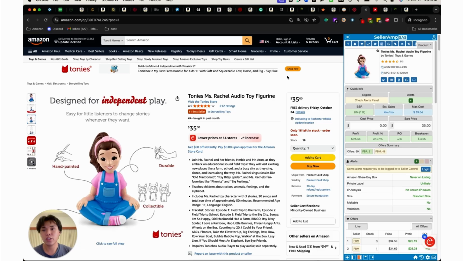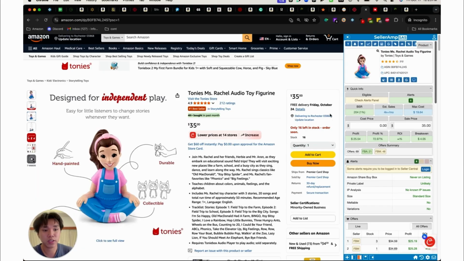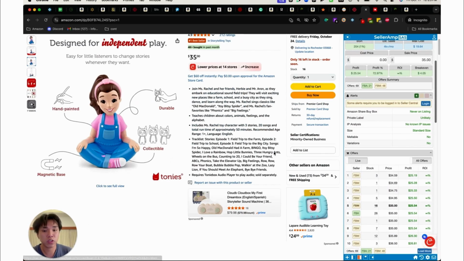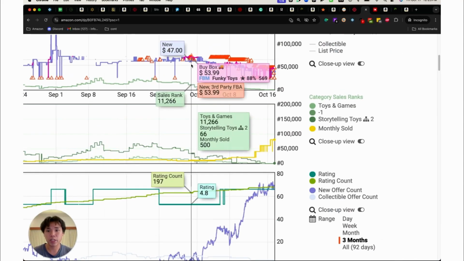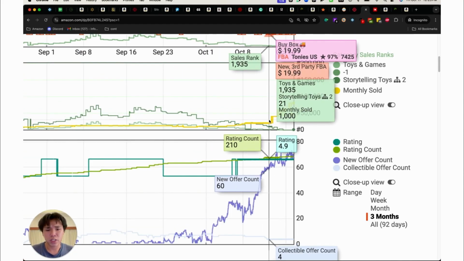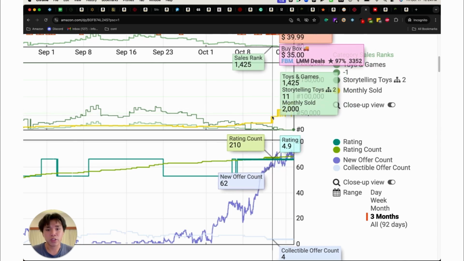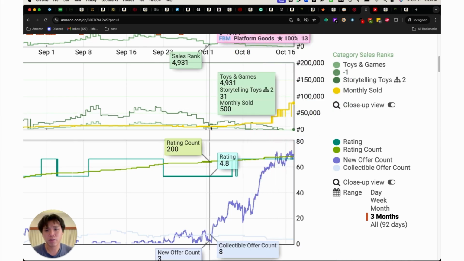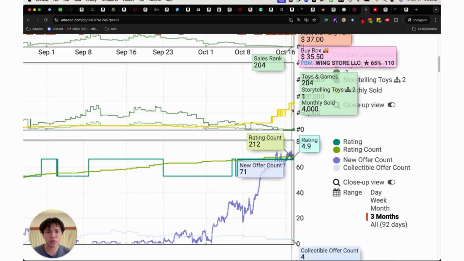We have this toy, Tony's Miss Rachel audio toy figure, $35. Crazy amount of sales, 4K sales, something that you can sell even 500 of if there's low competition. But we're looking at this chart and I'm not loving it. When you're analyzing this, it's very simple supply and demand. For some reason, the demand is going up. I think Q4 right now, a lot of things are just moving up in sales. So it goes from like 500 sales a month to 1,000, 2,000, 4,000, 5,000, or the 4,000 is the max right here.